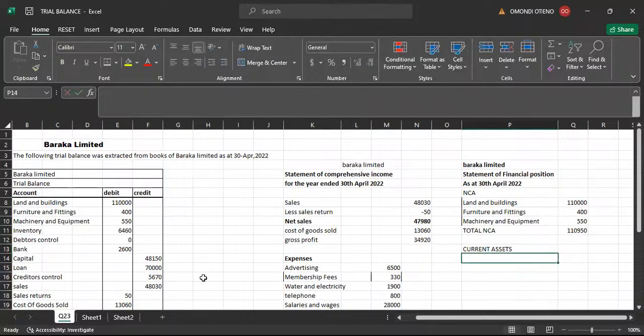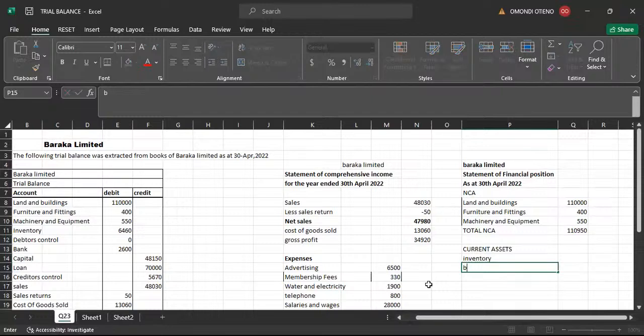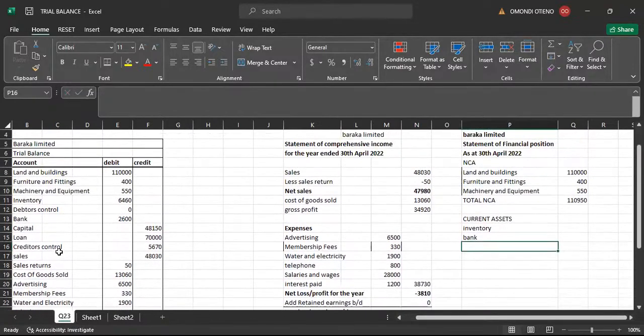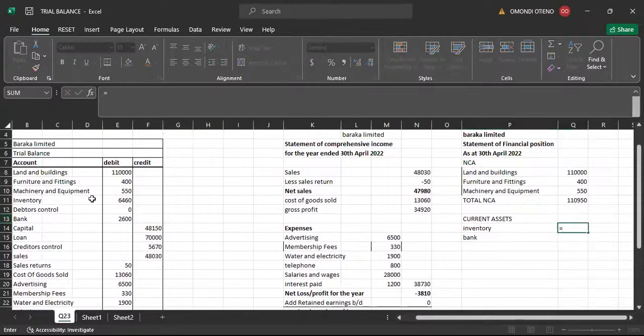Current assets, the first thing there is inventory. I'm able to see we have debtors, which is 0, so there's no need of indicating it there. We have bank. I think it is only bank that is there, and inventory. So we come and extract the two values of inventory, and then we get the value for bank.